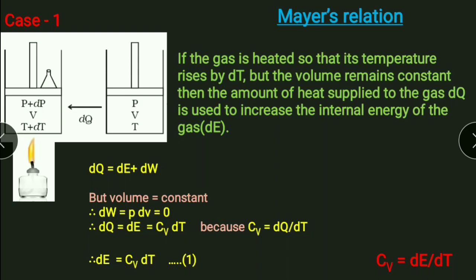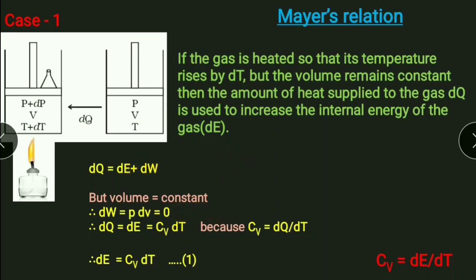It means heat supplied to the gas is used to increase the internal energy of the gas plus to do work on the system. Now we know that dw is equal to pdv, meaning the work done on the system is equal to p into dv. But in this case, volume is constant, therefore change in volume is equal to 0, and therefore work done is 0. So there is no work done on the system because volume is constant.